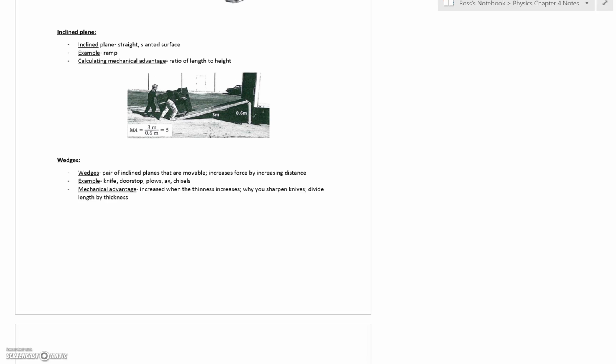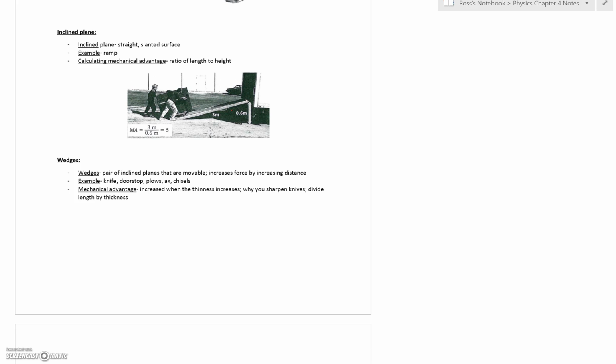So the last two simple machines to discuss in 4.3 are the inclined plane and wedges. Inclined plane and wedges actually act almost the same way. As you see here, an inclined plane is really just going to be like a ramp, right? Ramp is what we call them in everyday talk, but that's technically an inclined plane.